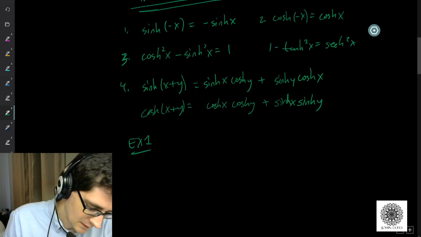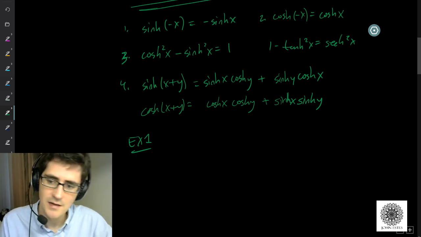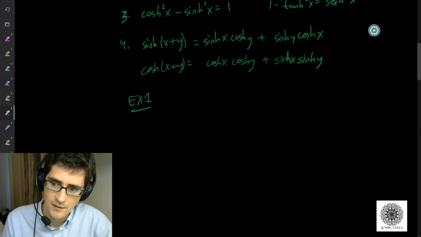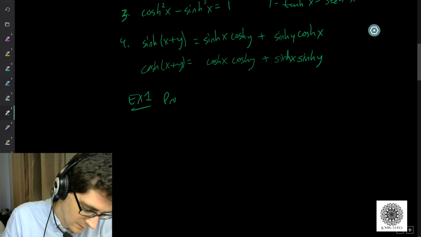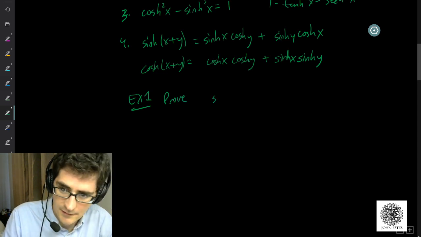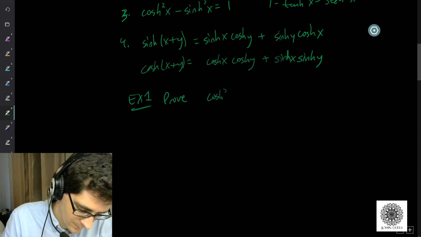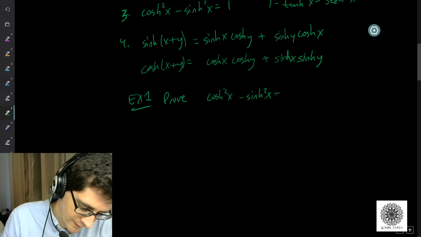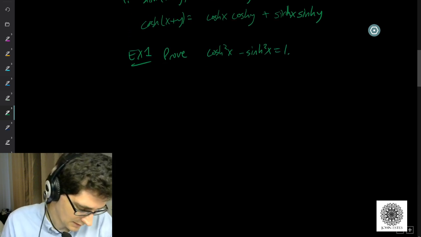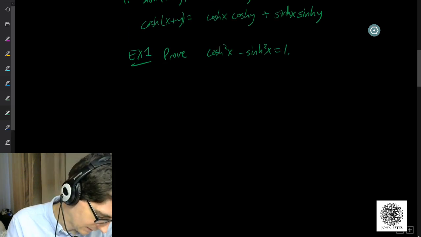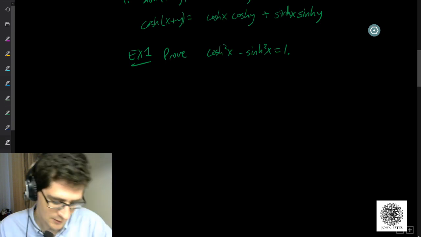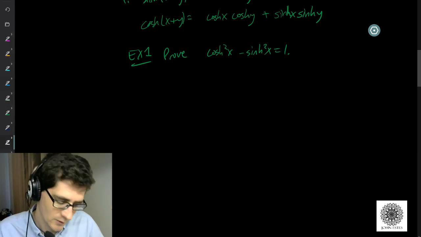This first identity, or actually the one I labeled number 3, is pretty easy to prove. Let's do that. So let's prove that cosh squared minus sinh squared does in fact equal 1. And how on earth can we prove this? We don't know a lot about sinh and cosh. Well, I guess we do now.